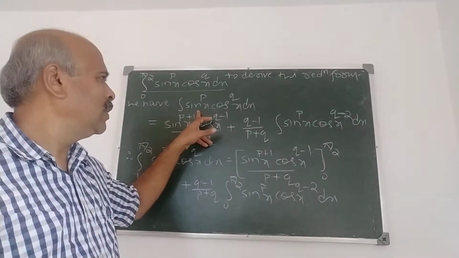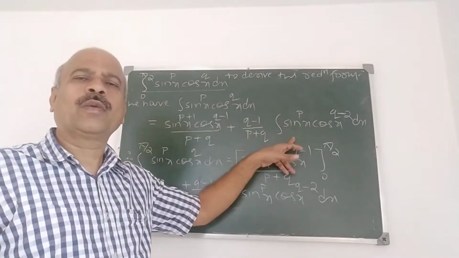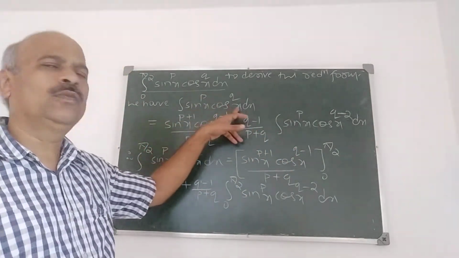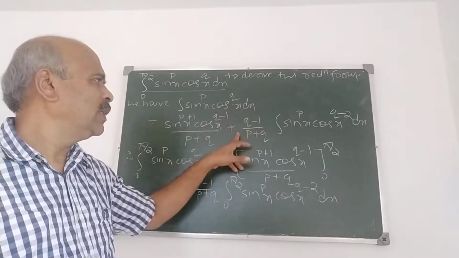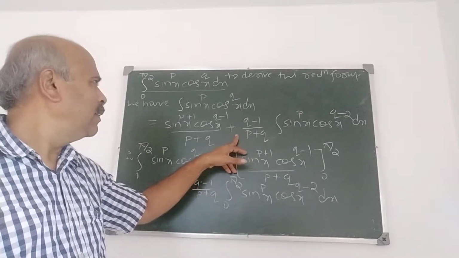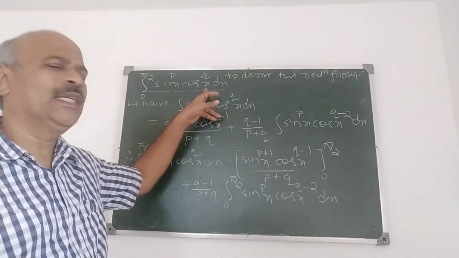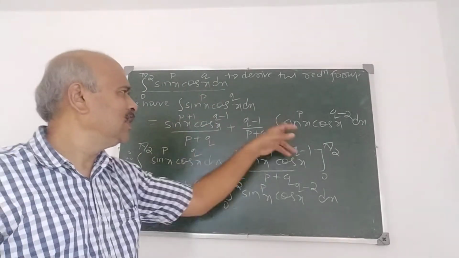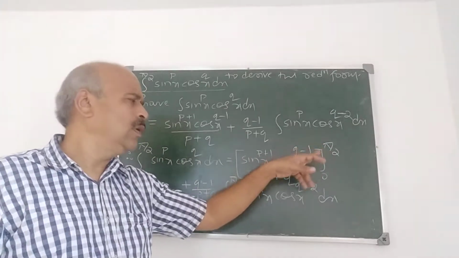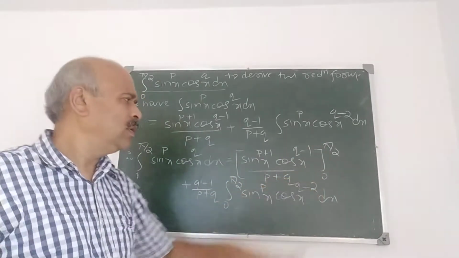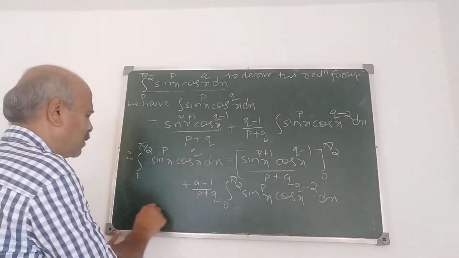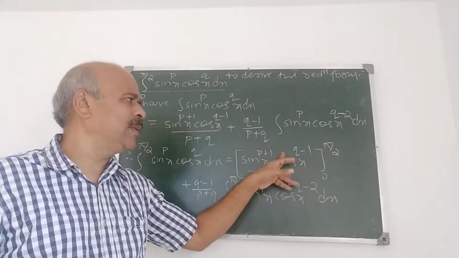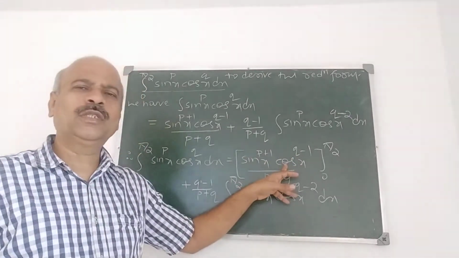We derive the reduction formula for the indefinite integral sin x raised to p cos x raised to q. I have taken this form. Then we consider 0 to pi by 2 sin x raised to p cos x raised to q. 0 to pi by 2 means value of this integral when x is pi by 2 minus value of this when x is 0. Now see the first term here, when we substitute pi by 2: value of this when x is pi by 2 minus value of this when x is 0.